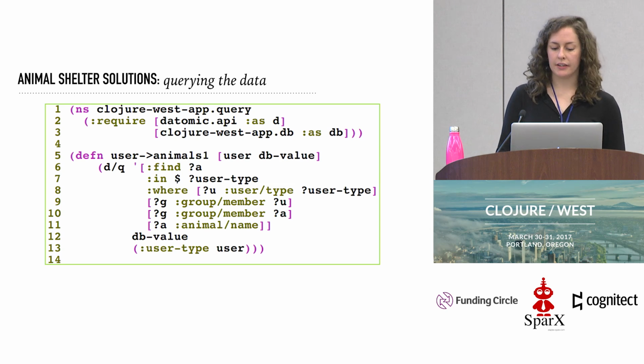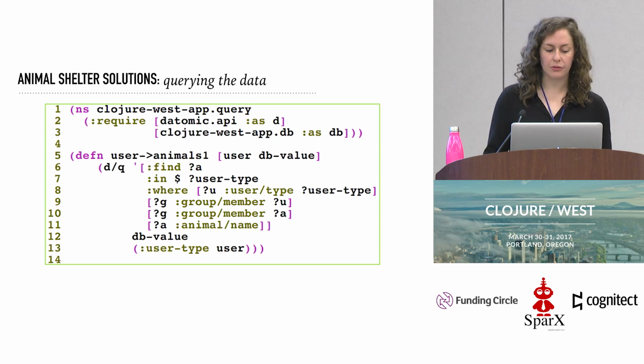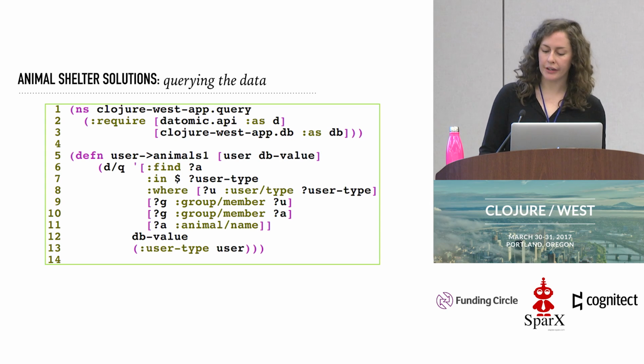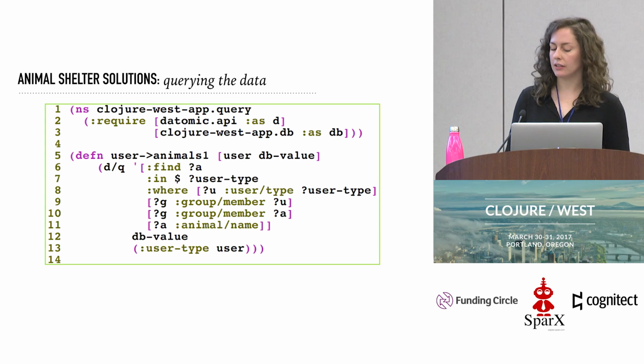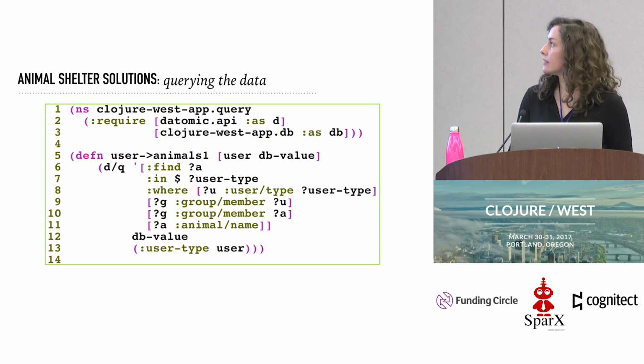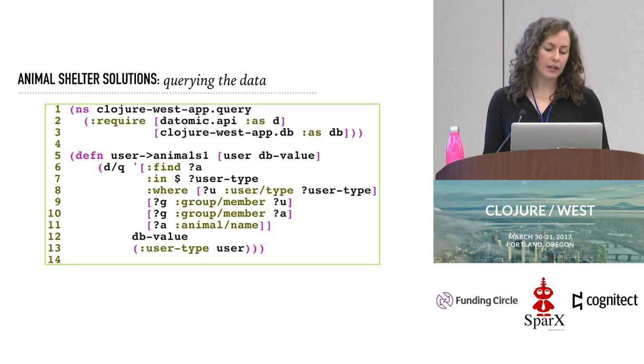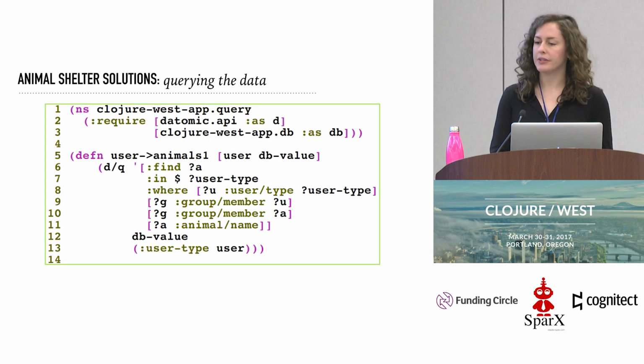The first clause here is saying to find an entity, which we're representing with the variable a, and this is what we're returning from the query. Next, we have the in clause. A variable that begins with a $ sign here represents the database value, and it's idiomatic just to use a single $ sign. This is also where we'll include the user type parameter.